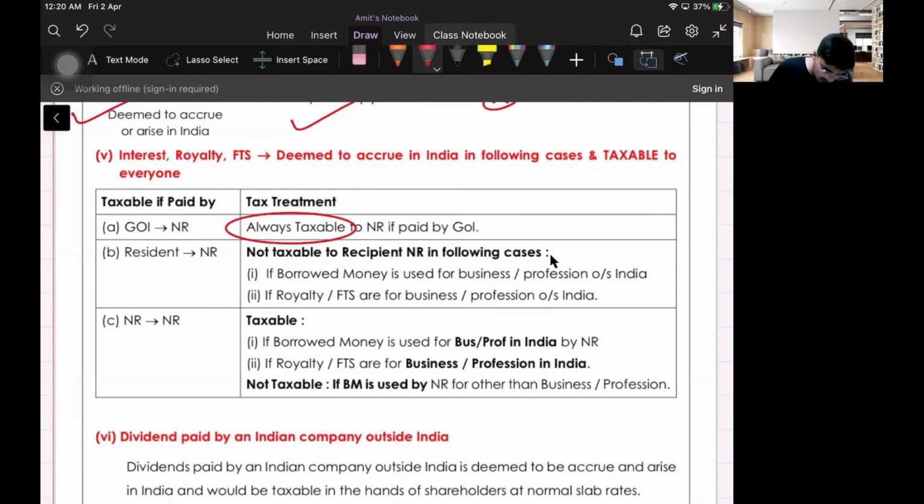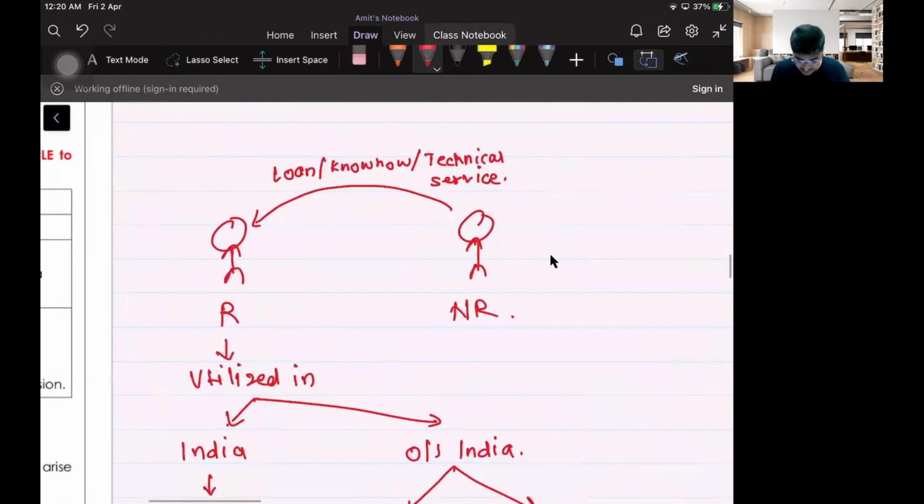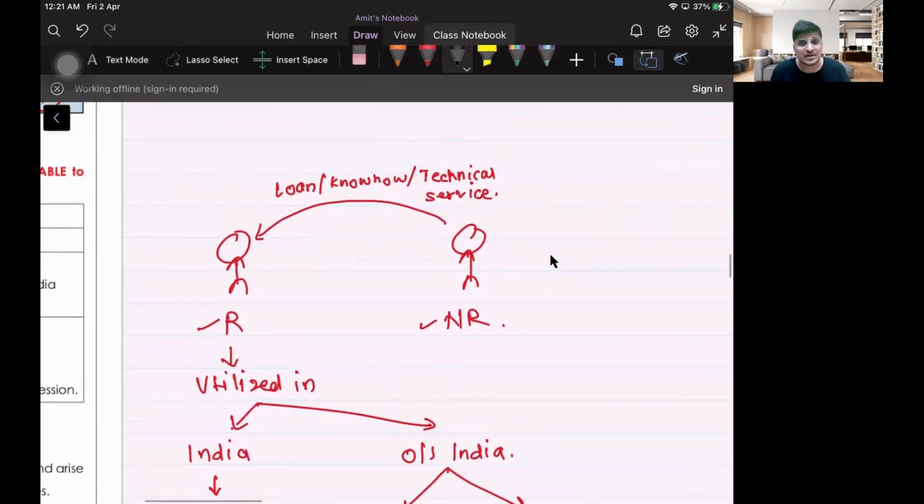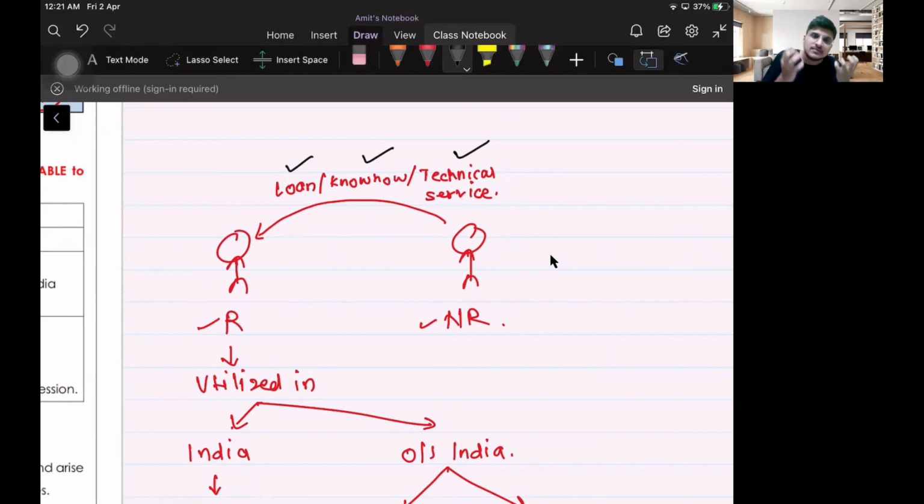Second point, this is your first point. Second point, a resident is making a payment to a non-resident, of interest, royalty and FTS. We'll understand this with the help of this example. There is one resident here and there is one non-resident here. The non-resident is providing a loan, know-how and technical service to a resident person. Now, can I say that for taking the services of know-how or technical service or taking a loan, the resident will have to pay a certain amount of money to the non-resident? Against the loan there will be interest, against know-how there will be royalty, and against technical service there will be fees for technical service.